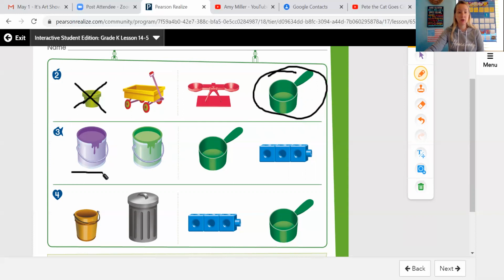All right, they look the same to me. So we are going to underline them because they are the same. They hold the same amount.